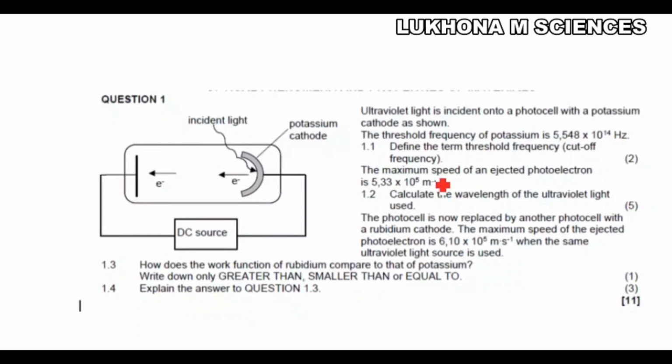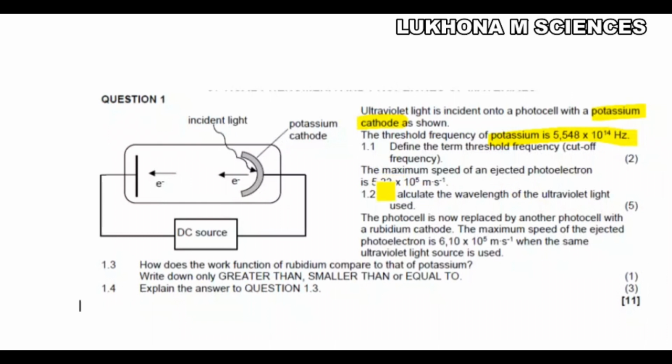Hello, grade 12s. Let's quickly do this question, that is photoelectric effect. Ultraviolet light is incident onto the photocell with a potassium cathode. So with that potassium cathode, the threshold frequency of potassium is given as 5.548 times 10 to the power 14.